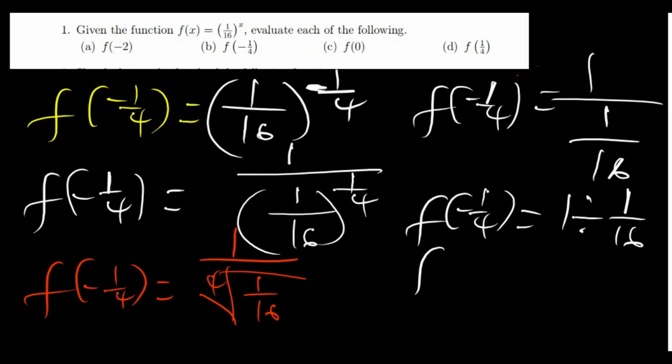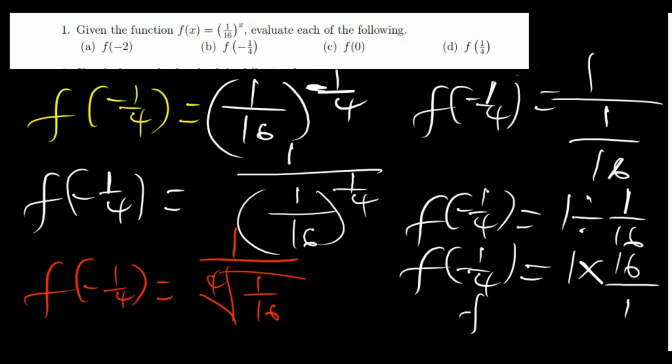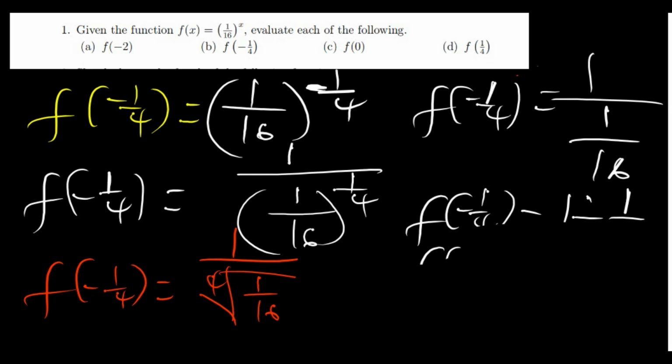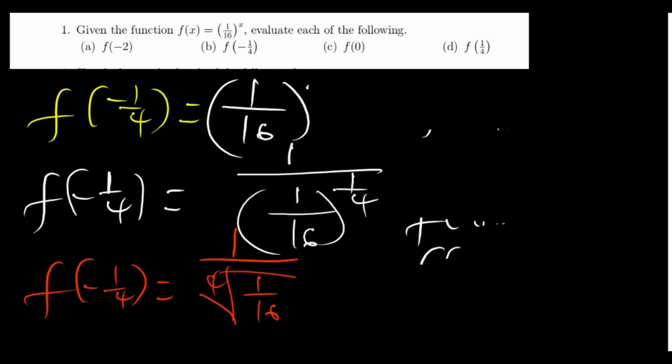I also do what I did in part A, where I said 1 times 16 over 1. So my f of negative 1 over 4 is equal to 16. As simple as that. So in that case, B, 16 is the answer. Now let's go to part C.